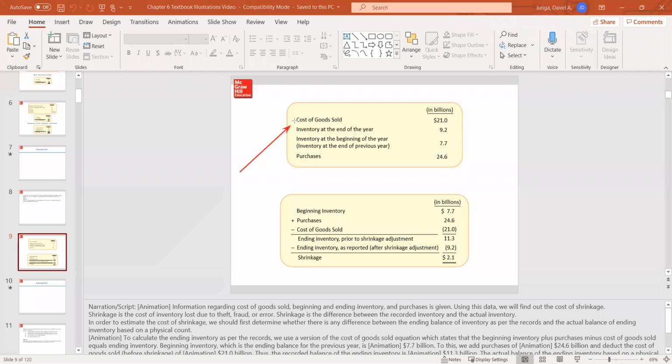So again, here's the information we know. We've got cost of goods sold. We've got the beginning and ending inventories. We've got purchases. So if we plug it into our formula, beginning inventory plus purchases, and of course, subtract out your cost of goods sold, you get your inventory prior to shrinkage. That's what you think on the books it would have shown, but the actual account was 9.2. So the difference would have been the shrinkage of 2.1. The point is we're still looking at that cost of goods sold formula that you would have used for a periodic inventory system.